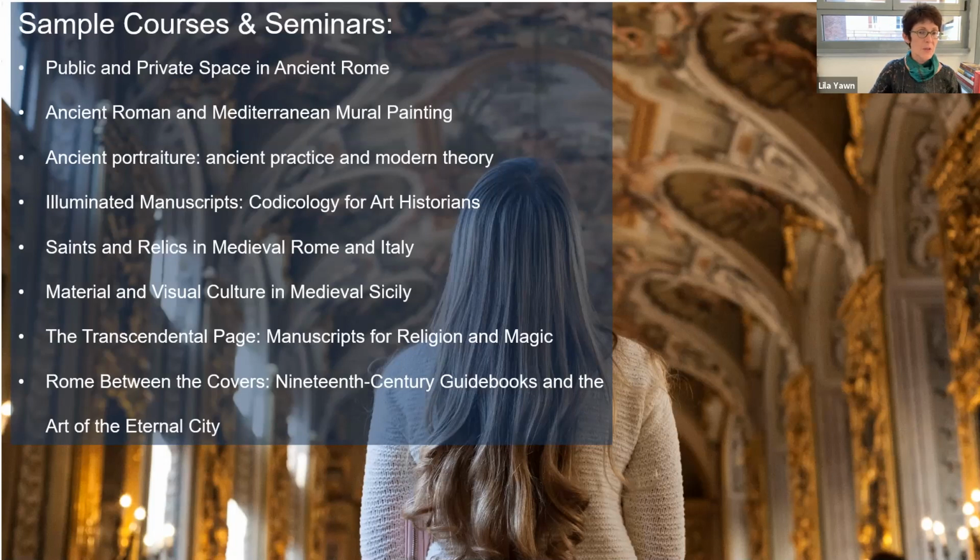Because the program is fairly small, we usually have 5 to 6 foundation year courses every semester. So this full list of courses doesn't run every semester. It's a sampler. Just a few titles: Public and Private Space in Ancient Rome. I've already mentioned the mural painting course, Ancient Portraiture, Illuminated Manuscripts. That's the course that we went to Umbria for a few days ago.